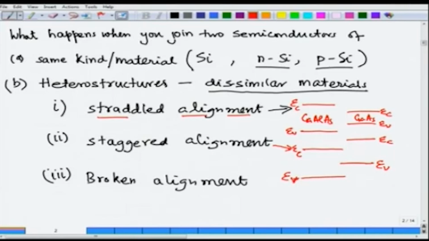An example of this would be gallium. Well, I will give you another example a little later.